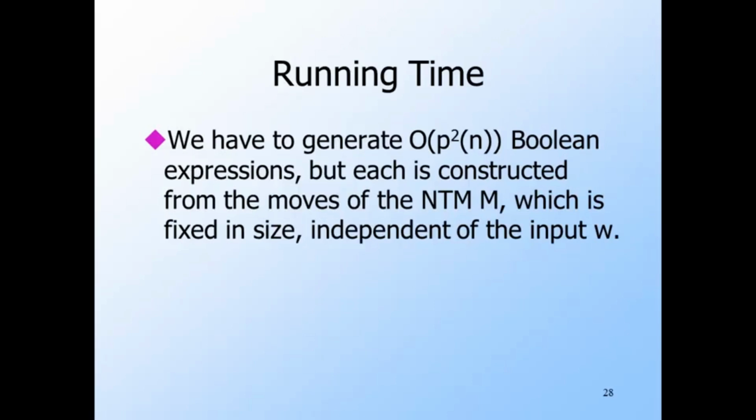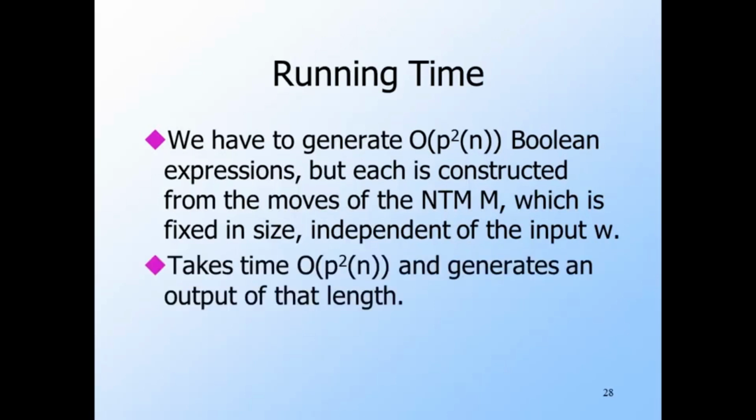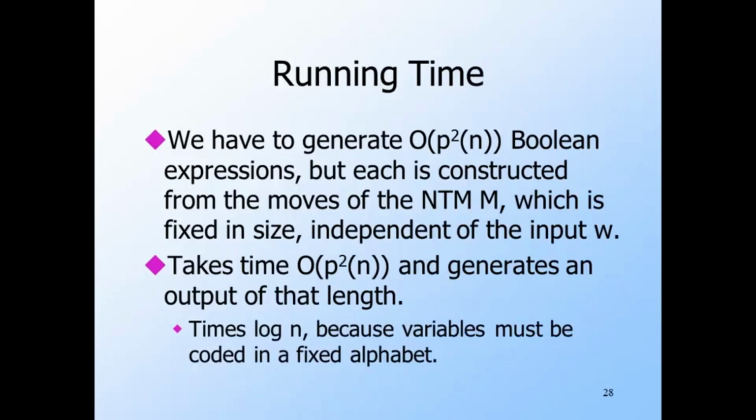Each of these expressions can depend on the number of states, symbols, and moves of M, but none of this depends on n. That is, as far as the length of the input W is concerned, each expression is of constant size. We claim that each of the order p squared of n expressions is easy to write down in time proportional to their length by a transducer that knows the moves of M. So the transducer can output moves right in time that is polynomial in the length of its input W. As always, there is another factor log n because we must write the Boolean expression in a fixed alphabet, but factors of log n cannot take us out of the polynomial class.